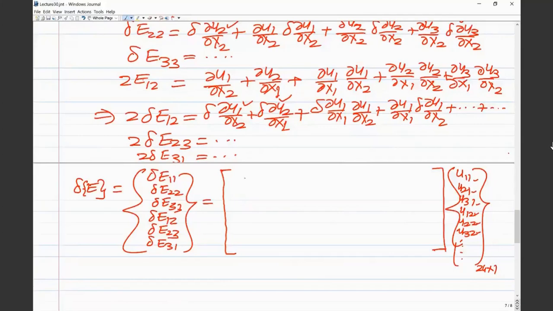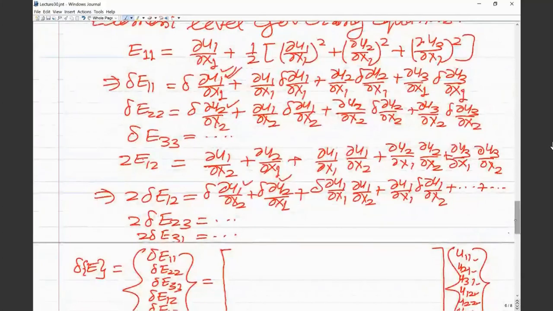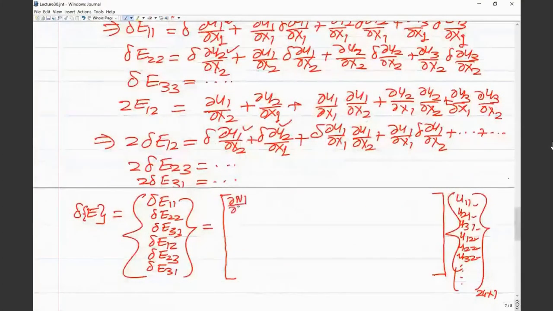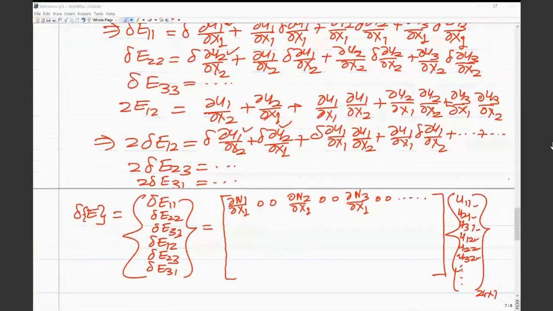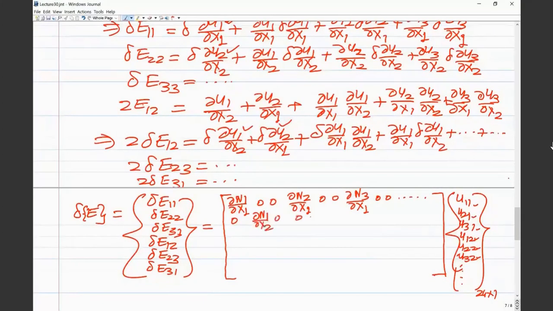And in terms of the shape functions, the first term is the linear part. As far as the linear part is concerned, you have this term. So that will give you basically del N1 by del x1, 0, 0, del N2 by del x1, and then 0, 0, and so on. Del N3 by del x1, and then you will have 0, 0, and so on. Now the same way, if you look at the delta E22, which is delta of del u2 by del x2, we will have 0, del N1 by del x2, 0, 0, del N2 by del x2, 0, 0, del N3 by del x2, and 0, and so on. You will write like this. So you can write similarly.